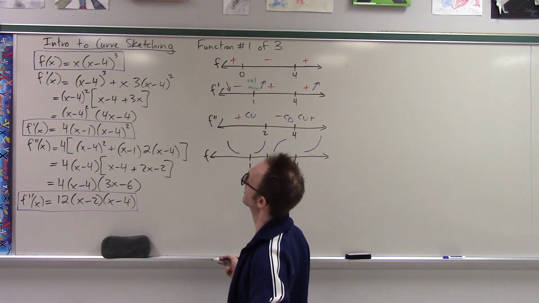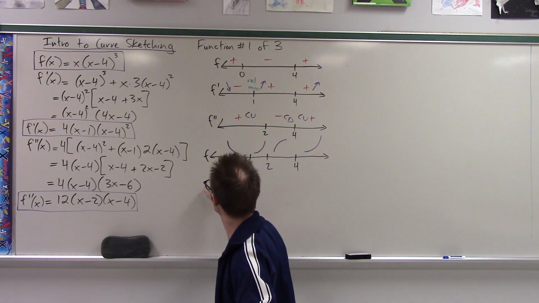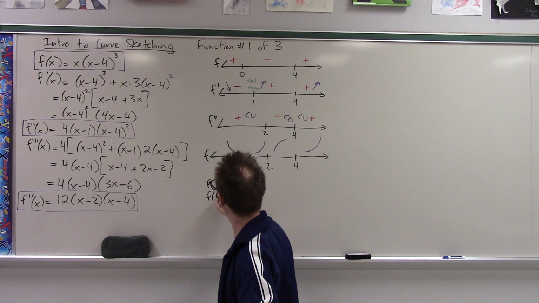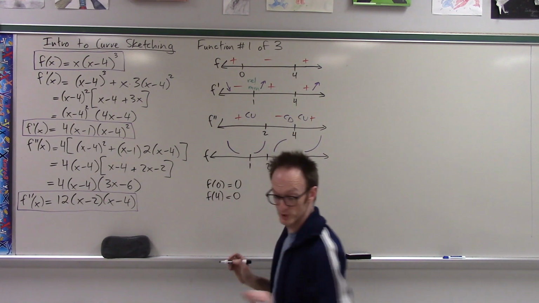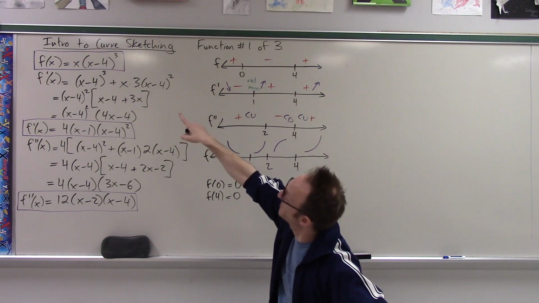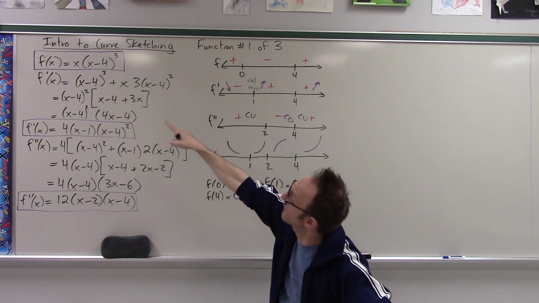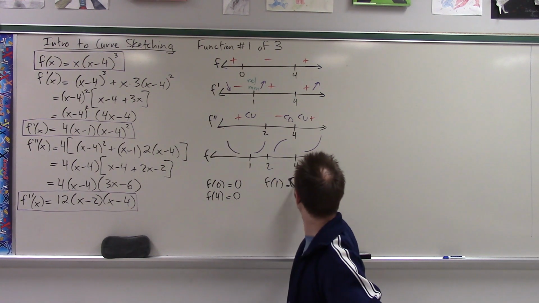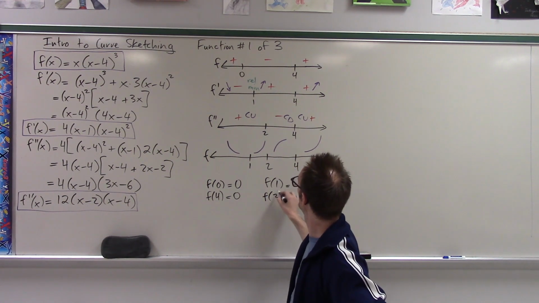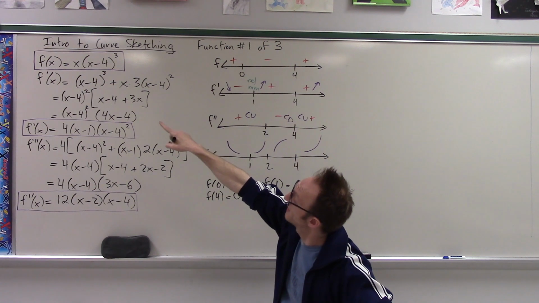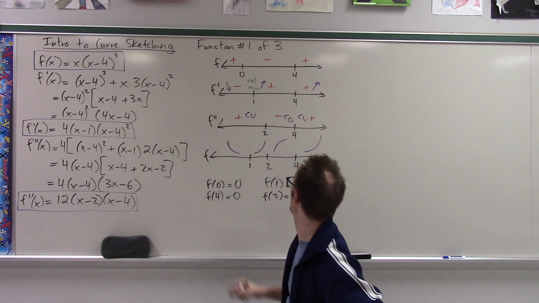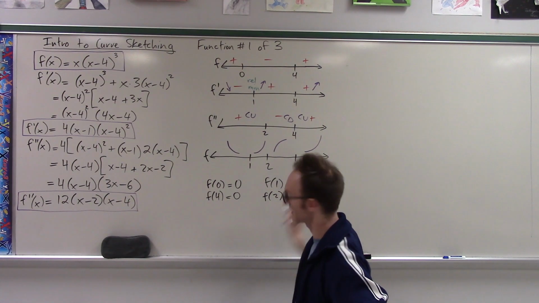And there's a couple more quick things to know. Of course, f of 0 is 0, and f of 4 is also 0. Those are the roots. What is f of 1? If I plug 1 into this function, I can do this in my head. I get 1 times negative 3 cubed, so that's negative 27. And if I plug in 2 here, I get negative 2 cubed, which is negative 8, and another 2 is negative 16.